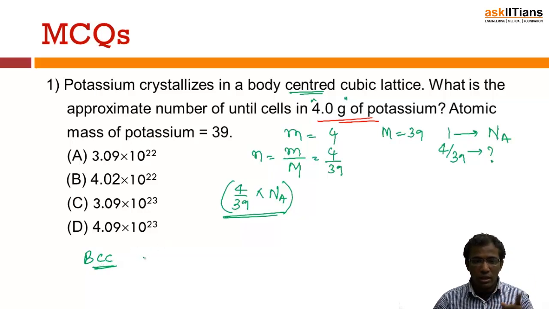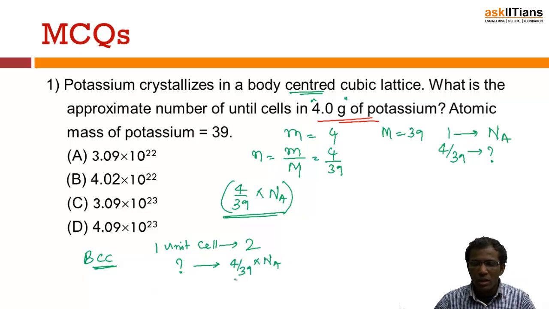That we discussed right now, the number of atoms present in BCC is 2. So one BCC unit cell is containing 2 potassium atoms. So how many unit cells are going to contain 4 by 39 into Avogadro number of potassium atoms? Okay. So how can you calculate this one?